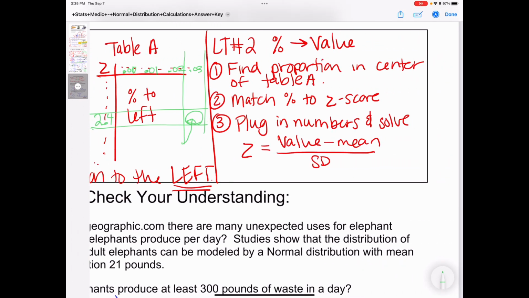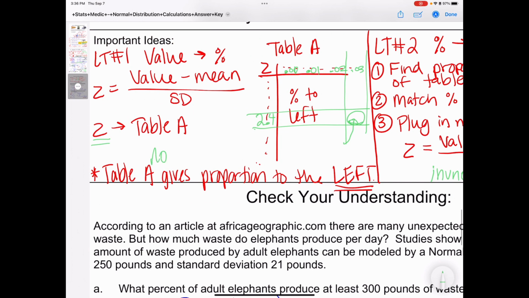Remember the proportion is found in the center of table A, which is the z-score table, and then you're going to match your percentage to your z-score as best as possible, and then plug in the numbers to solve, and this is how we found our inverse norm. This one here is inverse norm if you use the calculator, and this one here is normal CDF if you use your calculator.